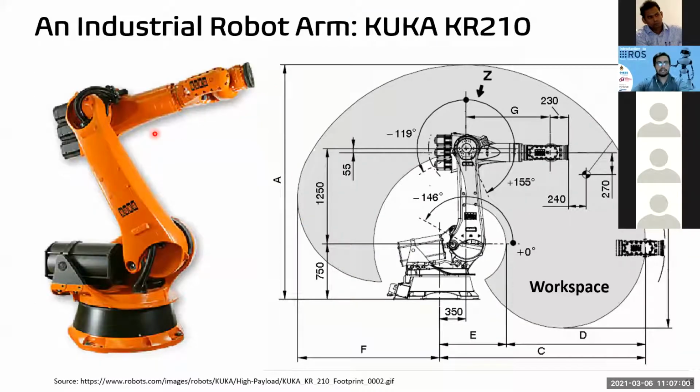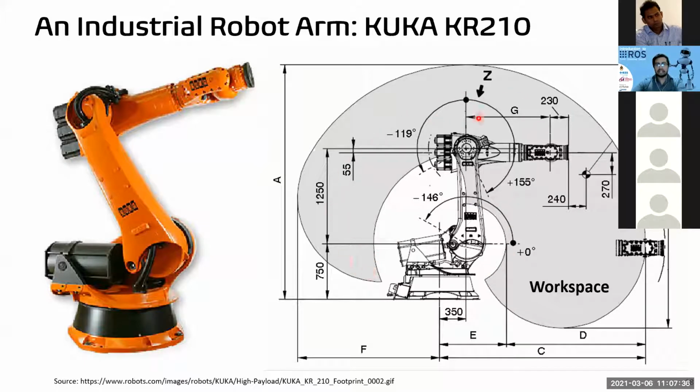Now, it's not enough to study simple robots, because those aren't what are used in the real world. So let's study an industrial robot arm. We are using this example of a KUKA robot, as provided here. It's called KR210. This robot arm has this kind of diagram, showing all the dimensions and the mechanics of that robot. What you can notice here is this gray area, which is known as the workspace.